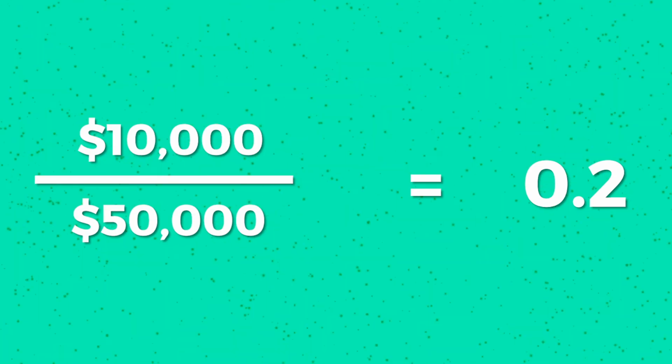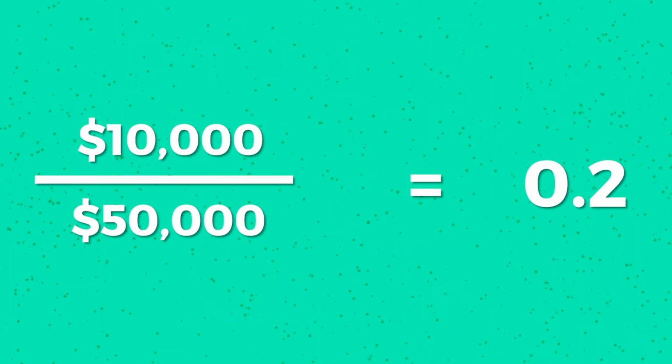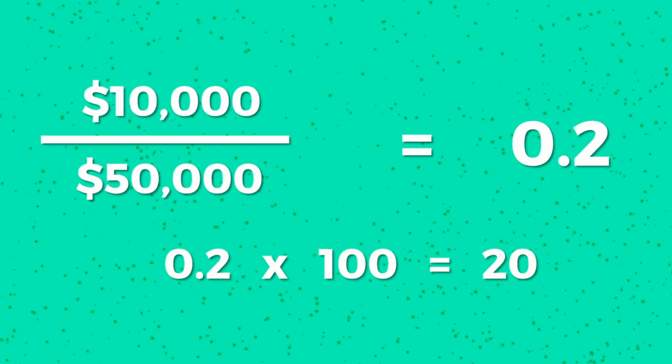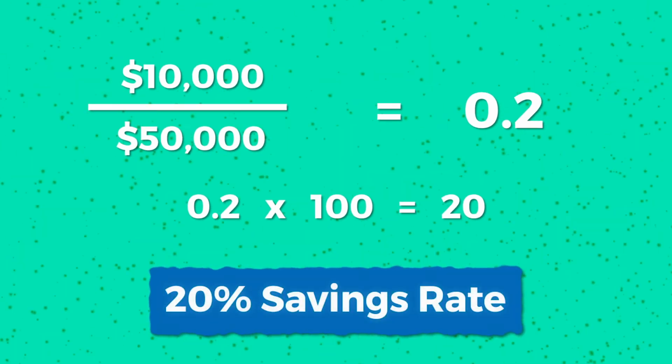So now to figure out what your savings rate is, you want to take into account your long-term savings divided by the total disposable income that you have and then multiply that by 100. So in this case, you have $10,000 divided by $50,000, which gives you 0.2. Now with this 0.2, you want to multiply by 100, which gives you a 20%, and your savings rate is 20%.